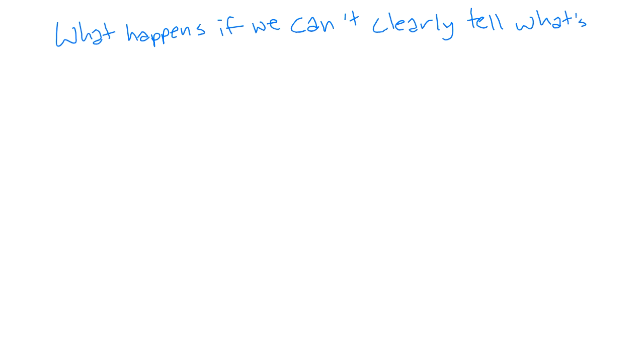Like if we don't know at what rate it's improving, increasing or decreasing, we're going to have to get a little bit more creative. So we're going to go ahead and do an example to show how we have to get creative.